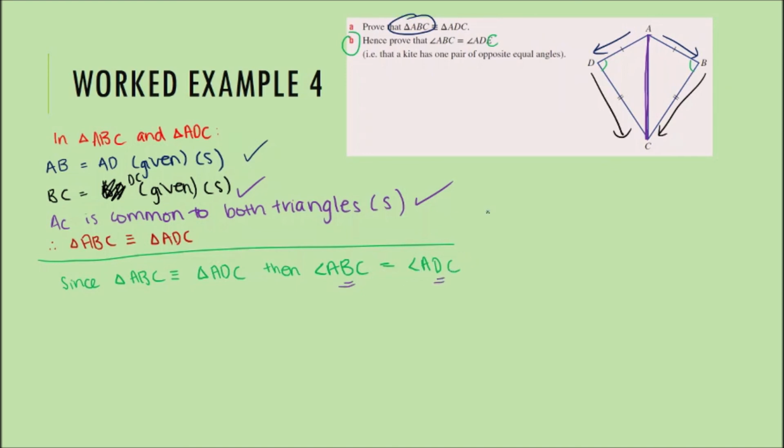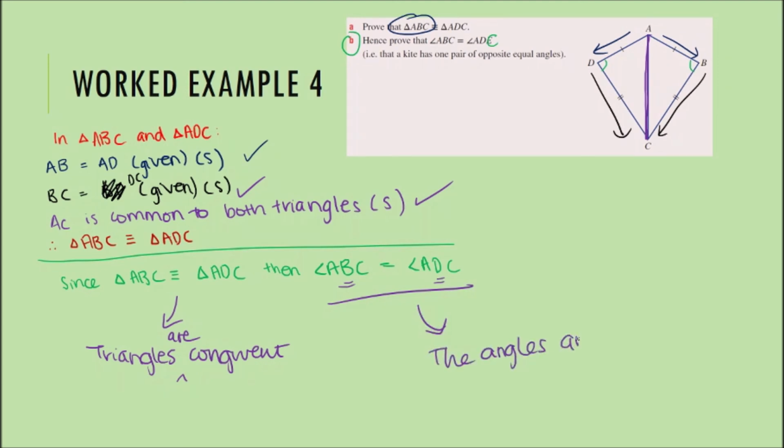That's it. That's all, because you've done the hard yards and you've said what congruency proof you used. So you don't need to do any more than just state that because they're congruent, the angles are equal. Okay, so here you said that the triangles are congruent. And here you're saying the angles are equal. That's what you're saying. It's just going to take a bit of practice, all right?